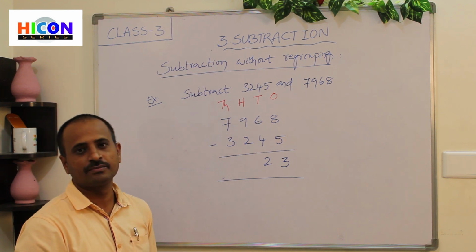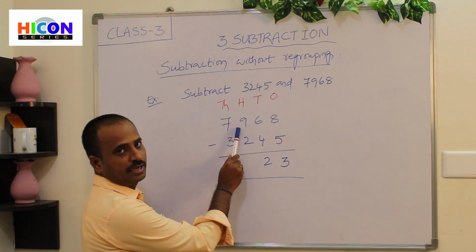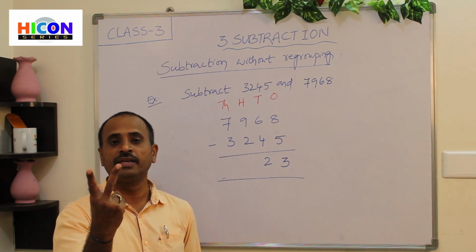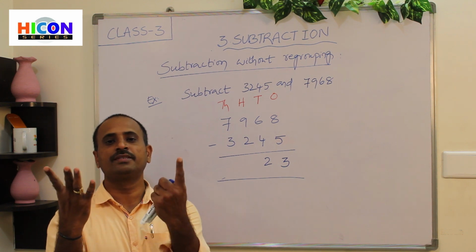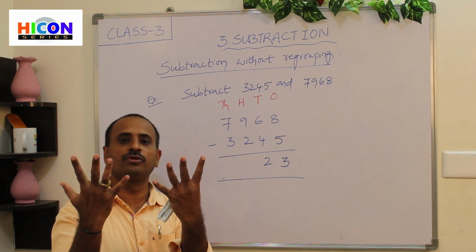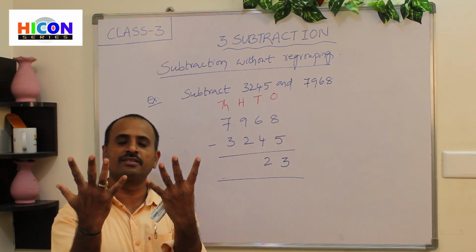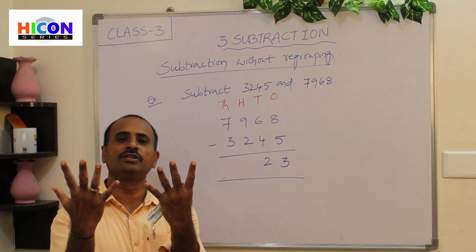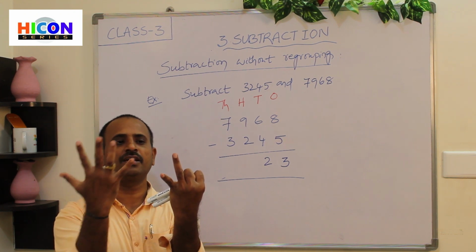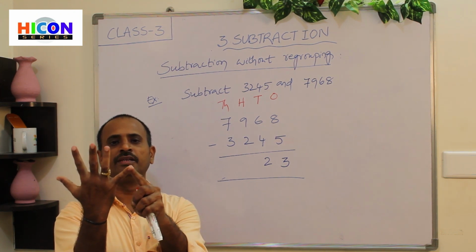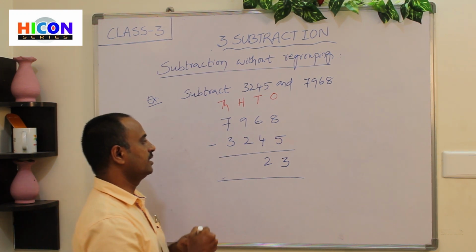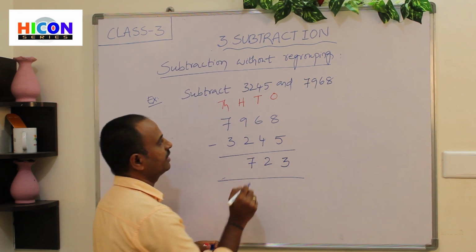Next go to hundreds place. In hundreds place, what is the first number? 9. Open 9 fingers of your hand: 1, 2, 3, 4, 5, 6, 7, 8, 9. What is the second number in hundreds place? 2. Close 2 fingers among these 9 fingers: 1, 2. Now count the remaining fingers: 1, 2, 3, 4, 5, 6, 7. There are 7 fingers left, so write 7 under hundreds place.